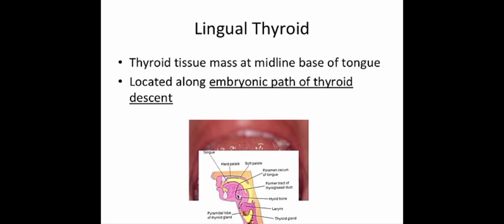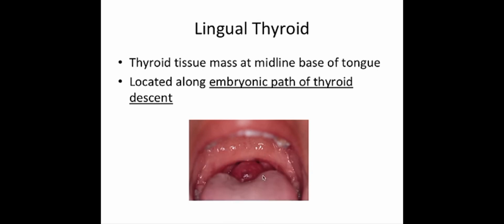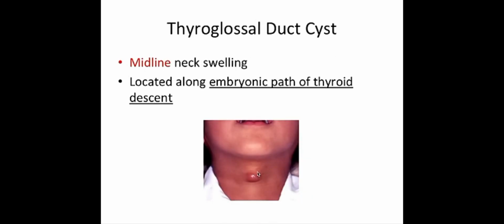But it can get stuck anywhere along this path of descent. So it could just not go anywhere and get stuck in the back of the tongue like this, or it could end up somewhere along that path at, say, the neck area. And so a thyroglossal duct cyst is an example of this. So this would be a midline neck swelling, and again located along the embryonic path of thyroid descent. So lingual thyroid and thyroglossal duct cysts are manifestations of an improper path of the thyroid.